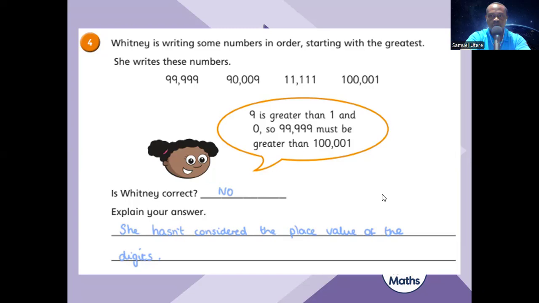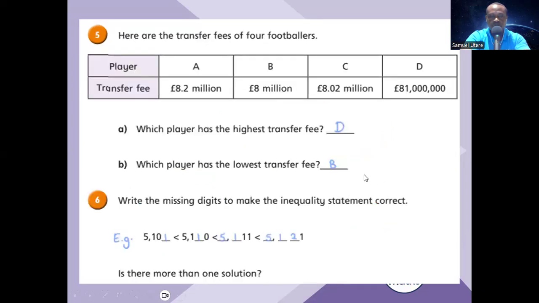So it's really important that you use your place value chart to compare, so that you can find out what is the actual place value of the digits of your integers. Here are the answers to questions 5 and 6.